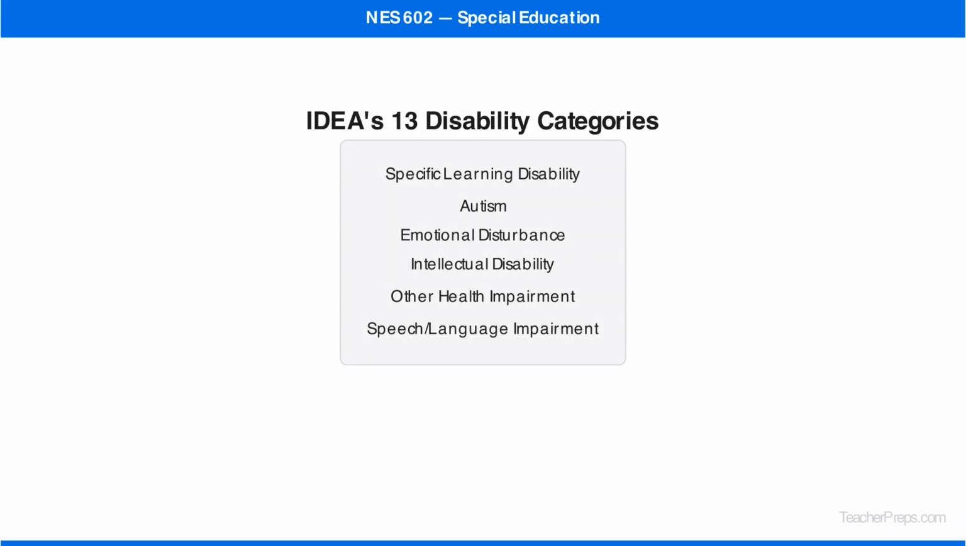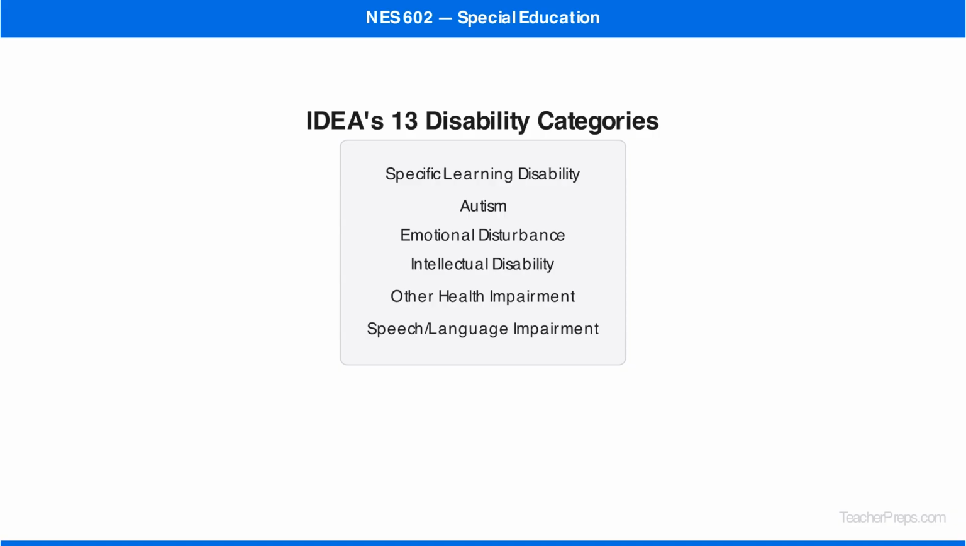IDEA defines 13 disability categories. You need to know all of them, but the ones most frequently tested include specific learning disability, which is a disorder in psychological processes affecting reading, writing, math, or listening. Autism, which affects verbal and nonverbal communication and social interaction with onset before age 3.